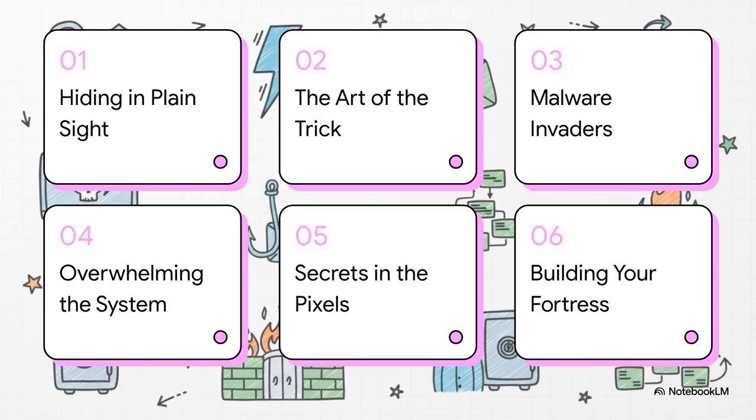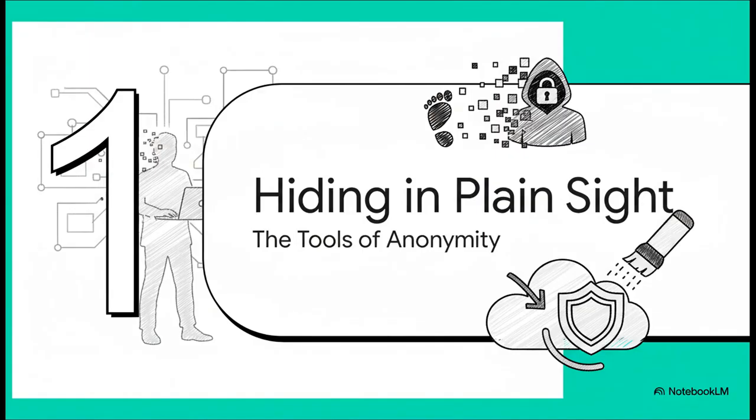Okay, so before any cybercriminal can even think about launching an attack, what's their number one priority? It's to disappear, to become a ghost in the machine. They have to erase their digital footprints so nobody can trace them. And to pull that off, they use some very specific tools, all designed for one thing: total anonymity.